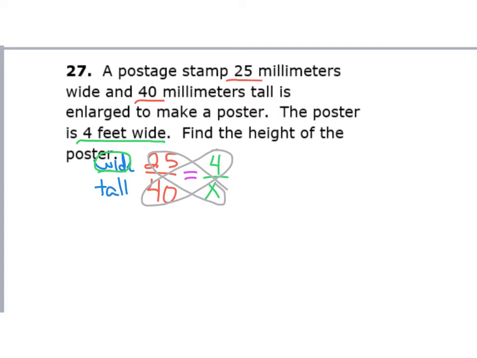Okay? So when I cross multiply, x times 25 gives me 25x. And 40 times 4 is 160. So then I just need to divide by 25 on both sides. And when I do that, I get x equals 6.4.